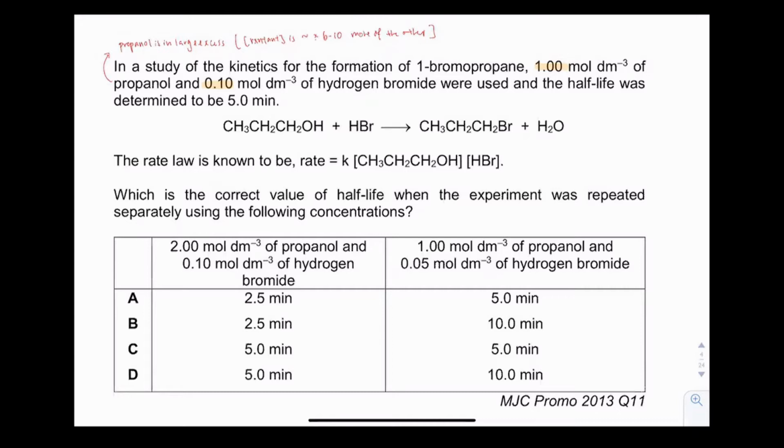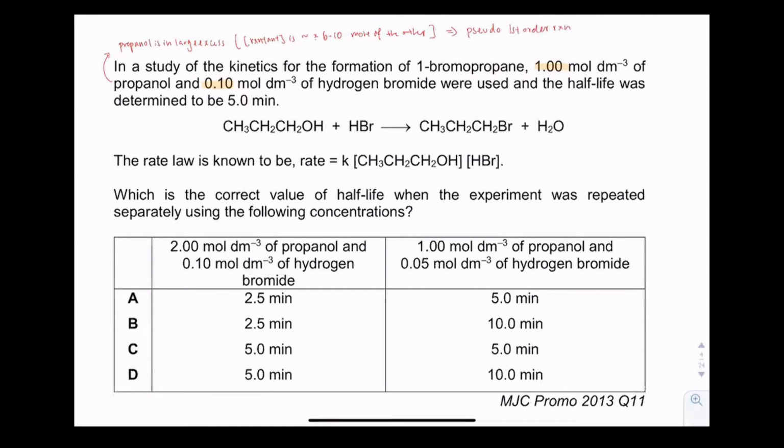So over here in this reaction, half-life was determined to be 5 minutes. And the rate law is known to be rate equals k times concentration of propanol times concentration of HBr. Since we know that propanol is in large excess, once you see this, you should recognize that you have a pseudo first order reaction.